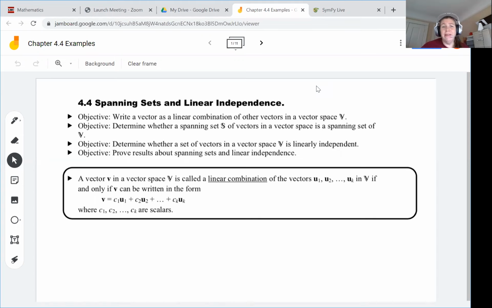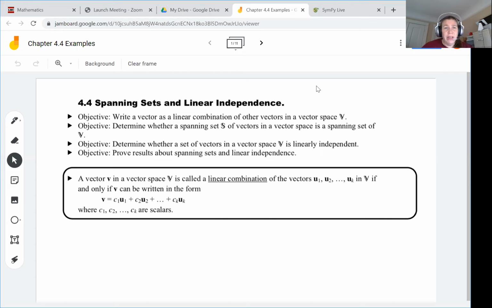Determine whether a set of vectors in a vector space V is linearly independent, and proving results about spanning sets and linear independence. So this first video will cover linear combinations, and then we will have subsequent videos covering spanning sets and linearly independent definitions. So let's start with what it means to be a linear combination.